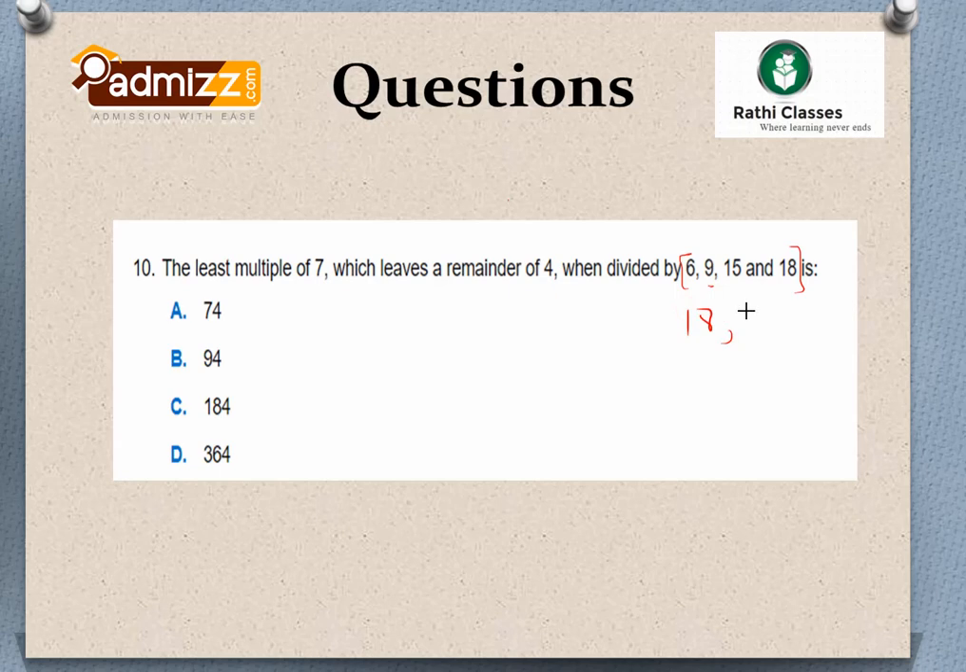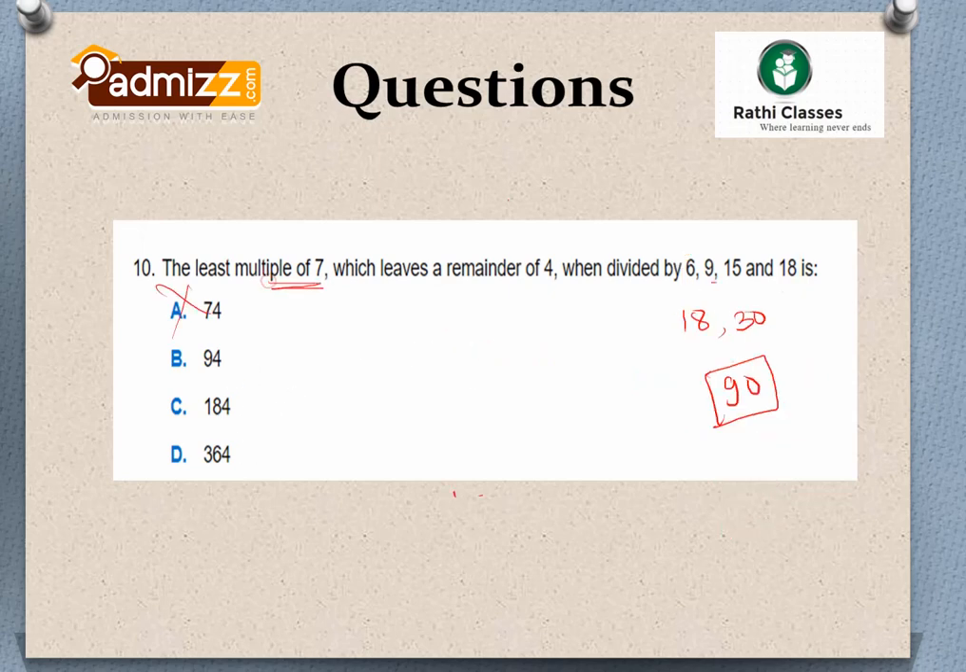So the LCM of 6 and 15 would be 30, so 6 into 5, and 18 is nothing but 6 into 3. So the LCM comes out to 90. So 90 plus 4, my value.